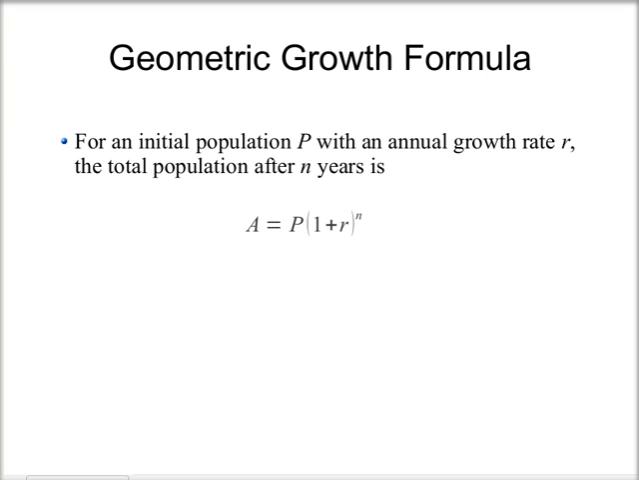So let's go ahead and look at the formula. This is exactly the same as the formula for a savings account with compound interest. So if we have an initial population P, an annual growth rate R, then the total population after n years is going to be given by P times (1 plus R) to the n.